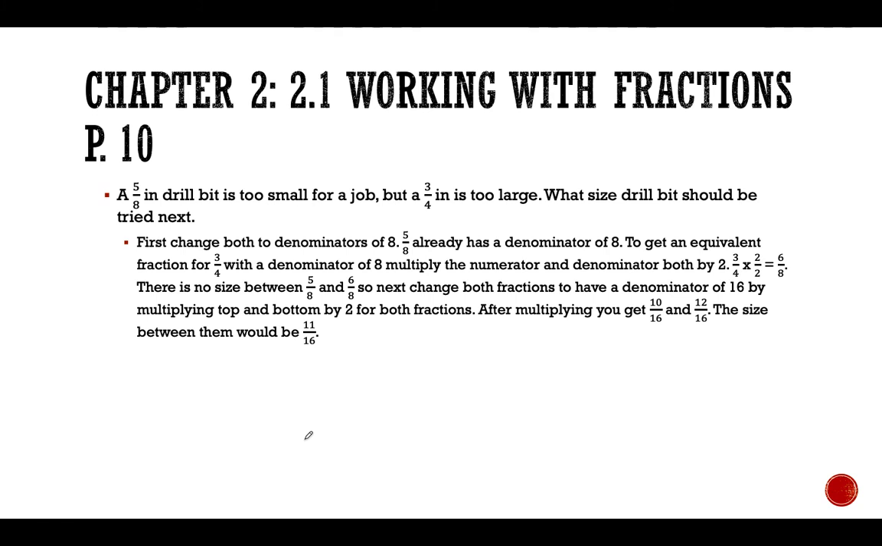So we next need to change both fractions to have a denominator of 16 by multiplying the top and bottom of both fractions by 2. After multiplying, you get 10 over 16 and 12 over 16. So there is a size between 10/16 and 12/16, and that would be 11/16.